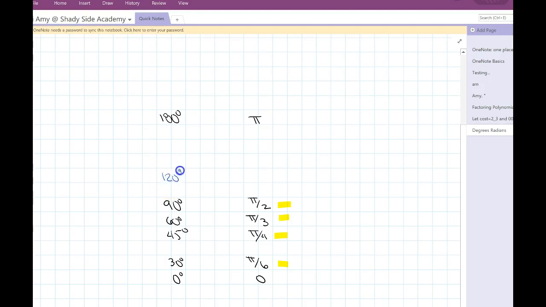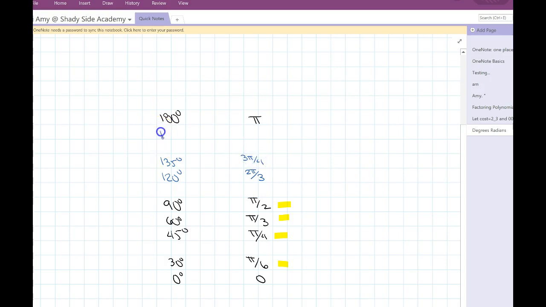Like 120 degrees, 120 is just a multiple of 60. 120 is 2 times 60. So in radians, 120 degrees will equal 2 times pi over 3, and that is exactly what 120 degrees is. Okay? And then we can go to 135 degrees. 135 degrees is a multiple of 45. It's 3 times 45 degrees. So 135 is just 3 pi over 4 radians.